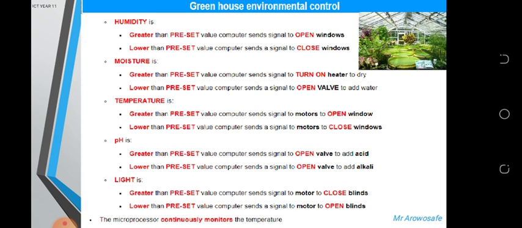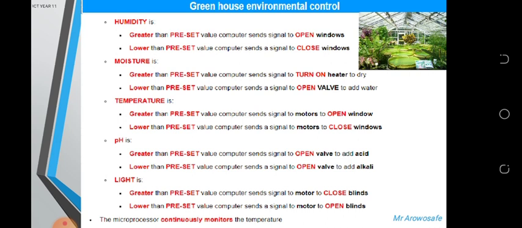Now temperature: if temperature is greater than preset value, computer sends signal to motor to open window. So if the temperature is too high, automatically there will be heat here. So the moment the microprocessor senses that there is a lot of heat, the computer will send signal to motor to open window. This motor here is for open and close. It's a device that normally opens and closes the window.